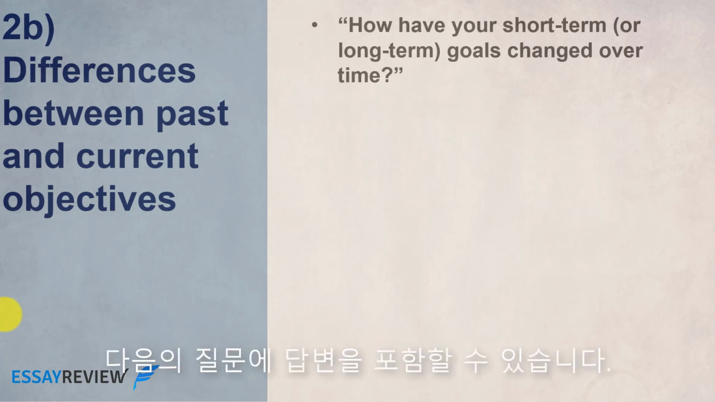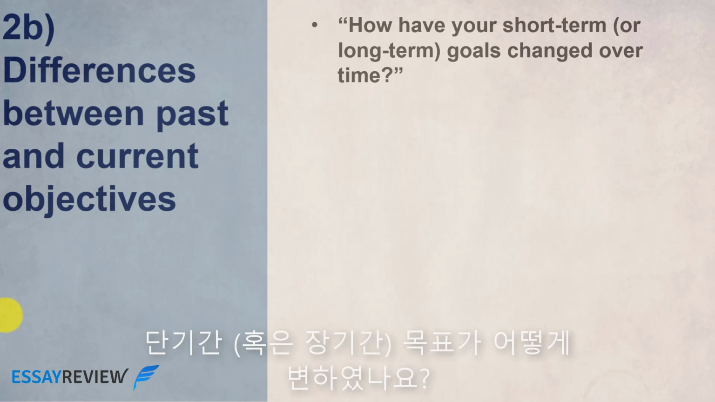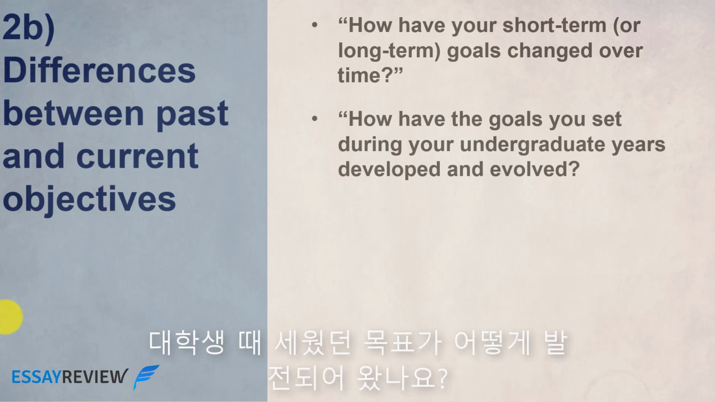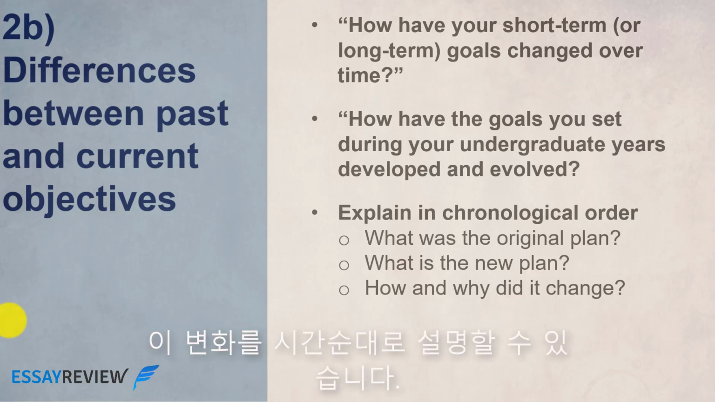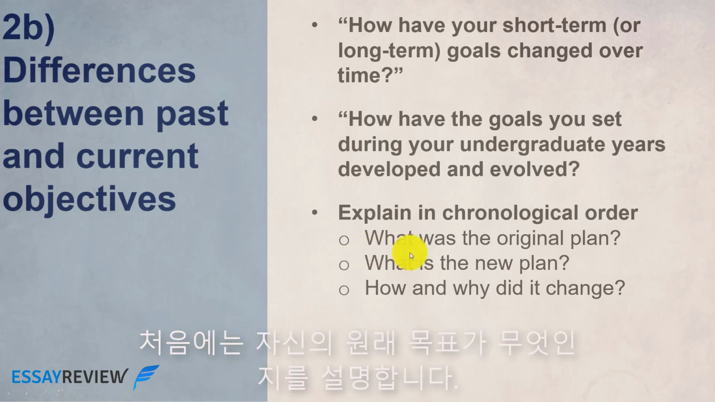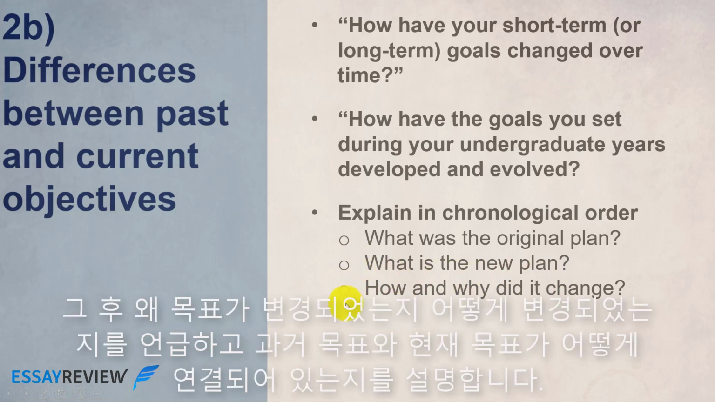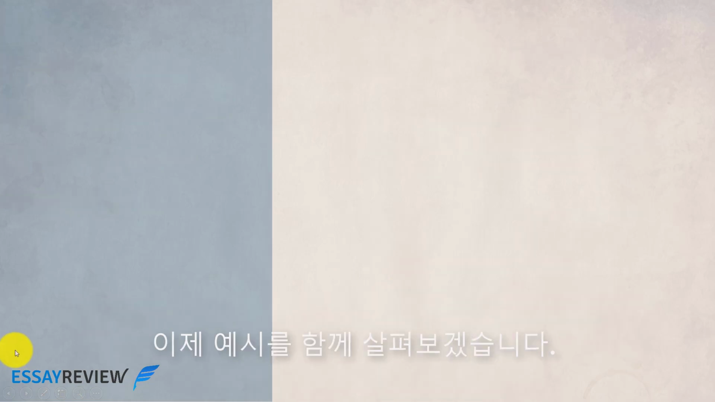You can answer the question, how have your short-term or long-term goals changed over time? How have the goals you set during your undergraduate years developed and evolved as you've remained in school? You can explain these changes in chronological order. First, talk about what your original plan was. Following that, you can discuss your new plan. You can discuss this in greater detail than the original. And you'll give some reasons why it changed and exactly how it changed and how the two are connected.